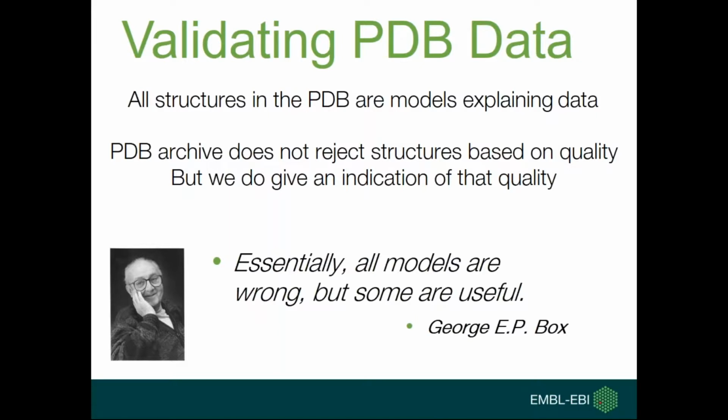So, as we've said, it's important to know what the limitations are. All structures in the PDB are models explaining the data, and we don't reject any structures based on quality. So, if a model is truly terrible, we can't say this is too bad to go in the archive. We can, however, give you an indication of how good or poor the model might be. And this guy, George Box, said that essentially all models are wrong, but some are useful. He was talking about statistical models, but a similar thing holds true for atomic models. All models are incomplete interpretations of the data.